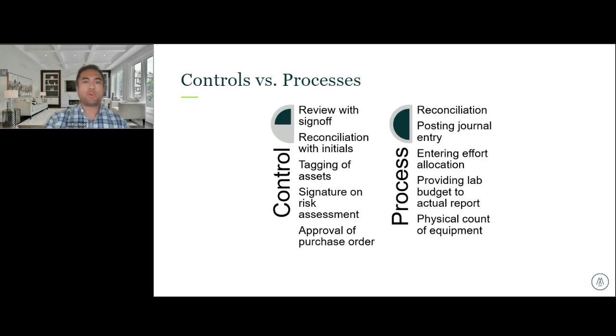On this slide, we provide some examples of controls versus processes. On the left-hand side, a review with a sign-off is a control. There's someone formally reviewing the transaction and then evidencing it with a sign-off. Performing a reconciliation with initials, either a bank reconciliation or a reconciliation of some report, making sure that it's properly signed off with the initials and the date it was performed. Tagging of assets, signature and risk assessment, approval of purchase orders. A lot of these are review and approval procedures along with formal documentation of it. So those are the control items. And then for process, just performing the reconciliation, posting journal entries, entering information, providing a budget to actual report, physical count of equipment, those are just processes.